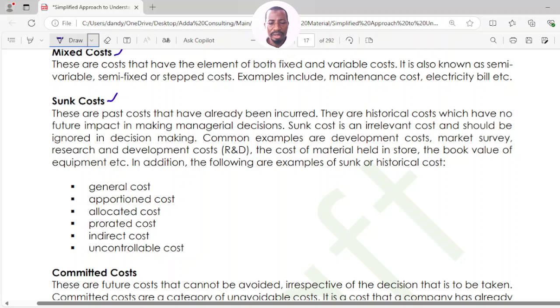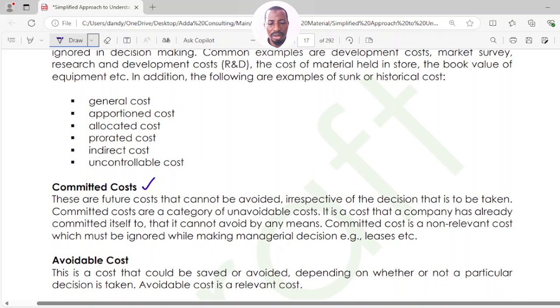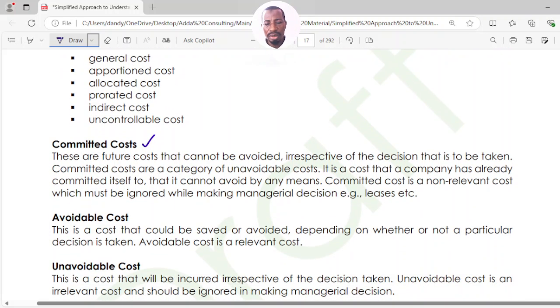All right. The next item we are going to discuss is committed costs. What do you understand by committed costs? Committed costs are costs that are not avoidable. That is, irrespective of the decision that is to be taken, the company must incur the committed cost. An example of committed costs is leases. In lease agreements, there will be a contract between the two parties.